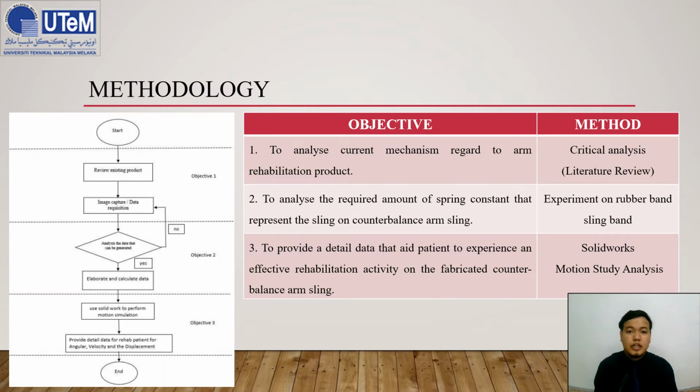This is the flowchart process of my product. For my objective to analyze the current mechanism regarding arm rehabilitation products, I will use the method of critical analysis on my literature review. The second one is to analyze the required amount of spring constant that represents the sling band on the counterbalance arm sling. I will use an experiment on the rubber sling band. And the third one is to provide detailed data that aids patients to experience an effective rehabilitation activity on the fabricated counterbalance arm sling. I will use SolidWorks motion study analysis.